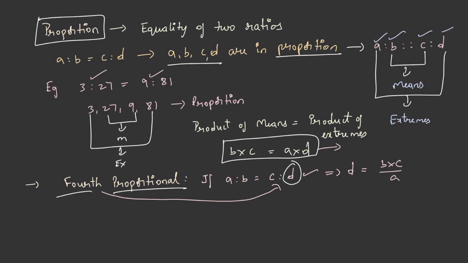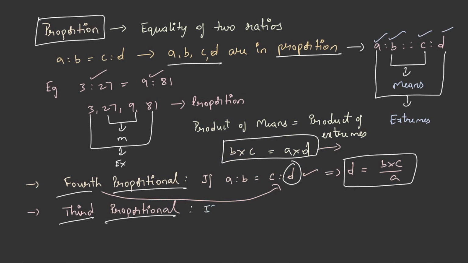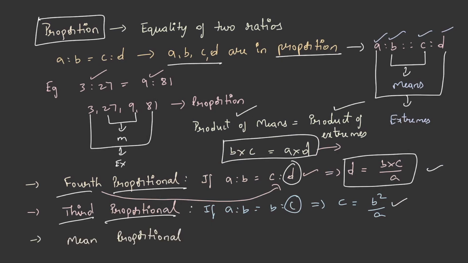In order to find the third proportional, if A is to B is equal to B is to C, then C is known as the third proportional, and this can be derived from the formula C is equal to B square by A. All these formulae are derived from the standard formula, that is, product of means is equal to product of extremes. And finally, the mean proportional of A and B is given by the formula root AB.